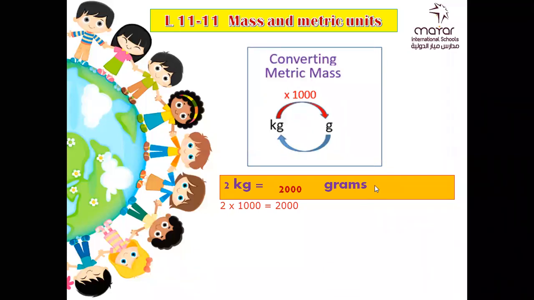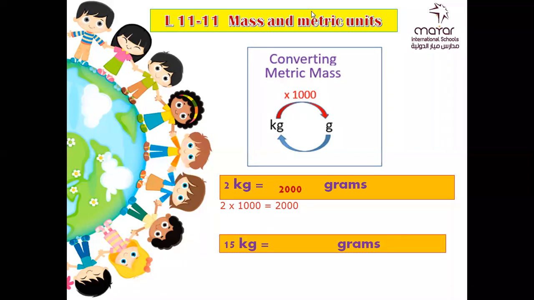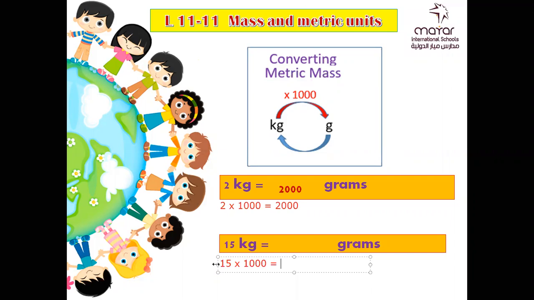Let's try this. Who wants to try it? Try it in your notebook with me. 15 kilograms, change it to grams. We multiply by what? 1,000. Thank you. So the answer is 15 times 1 is 15. We put three zeros after it. So 15,000. Did you see?